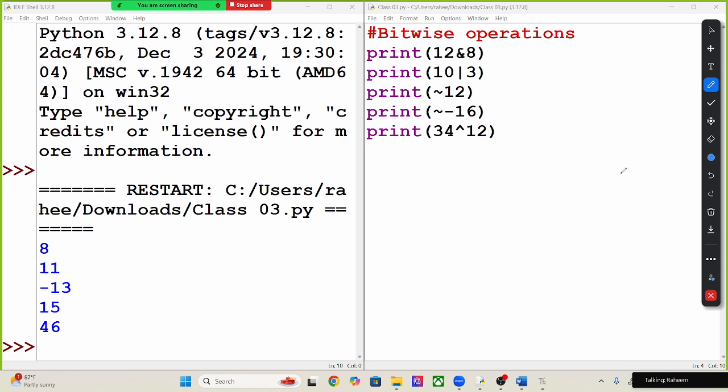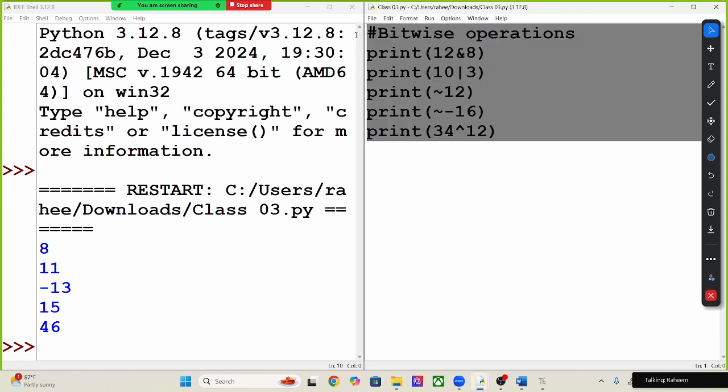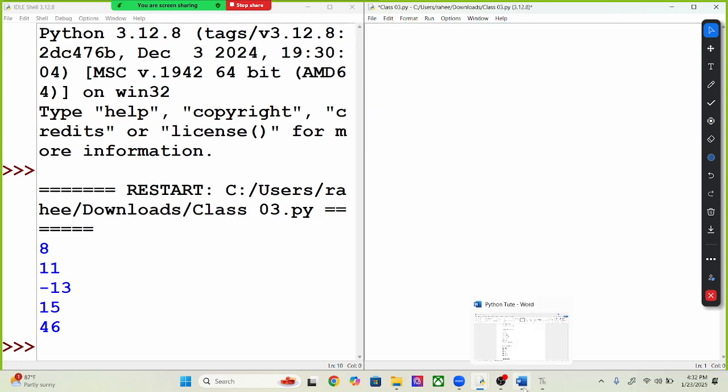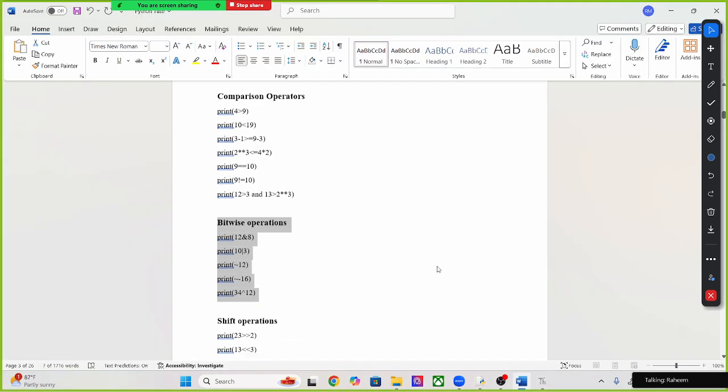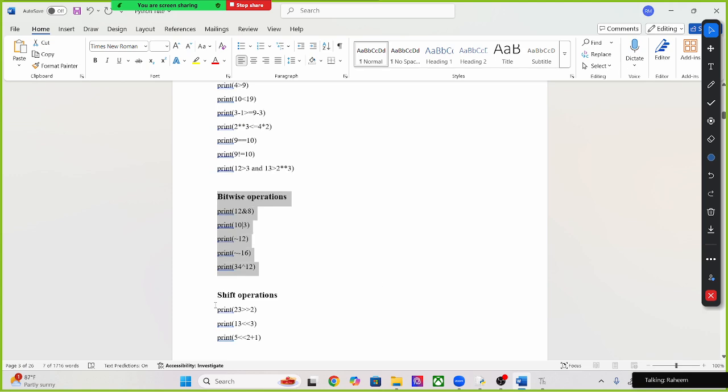The last one. We discussed these things, right? Bitwise operations are also really easy. In bitwise operations we discussed AND, OR, NOT and XOR. The last one is shift operations. Shift operations.